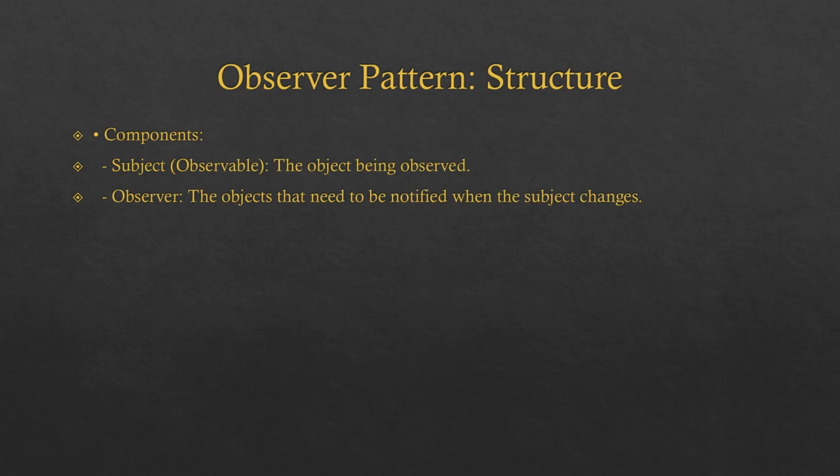An observer pattern consists of a subject which is observed and observers that need updates when the subject changes. This structure promotes loose coupling, making it easier to extend and modify the system.